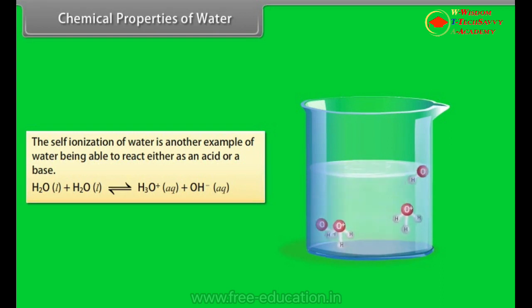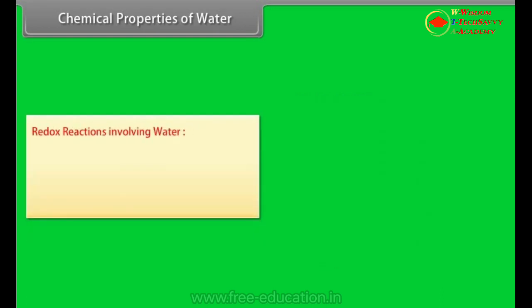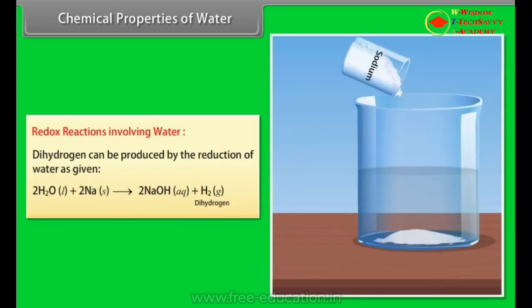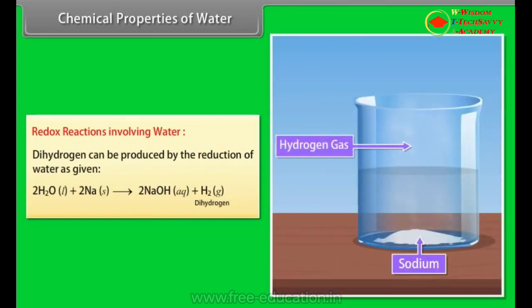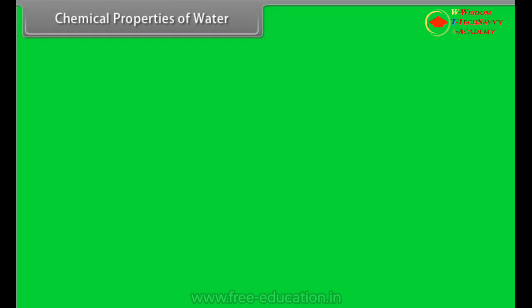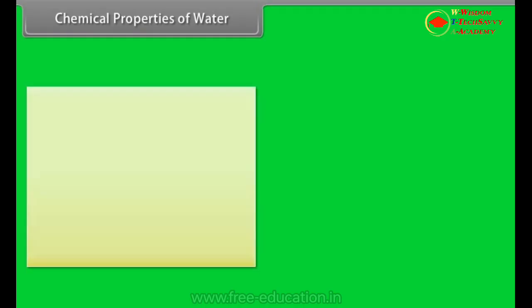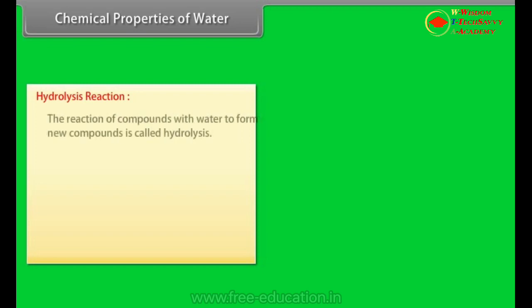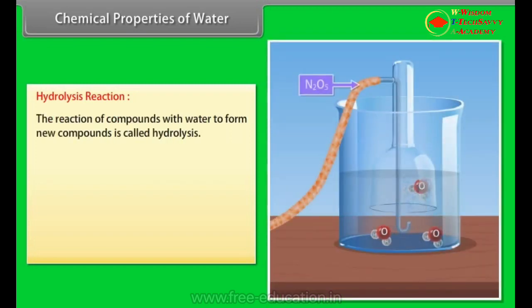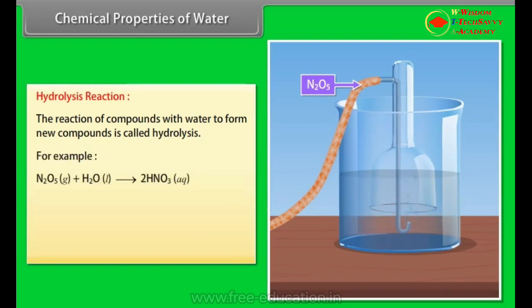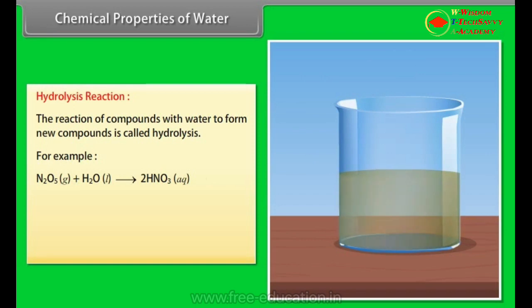The self-ionization of water is another example of water being able to react either as an acid or a base. Redox reactions involving water. Dihydrogen can be produced by the reduction of water as given. Chemical properties of water. Hydrolysis reaction. The reaction of compounds with water to form new compounds is called hydrolysis. For example, dinitrogen pentoxide reacts with water to form nitric acid.